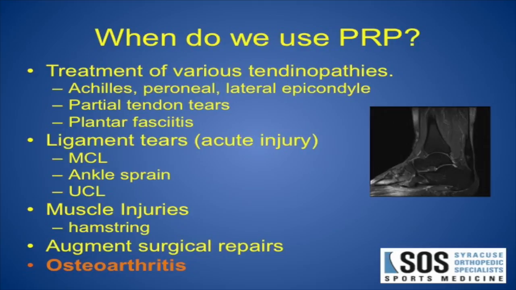And you can find articles in literature from tendinopathies, which is Achilles tendonitis, tennis elbow, lateral epicondylitis, plantar fasciitis, partial tendon tears. Anything that's a chronic tendinopathy that we want to get patients back quicker, we started using this PRP in, and with some success. Then we started looking at acute injuries.